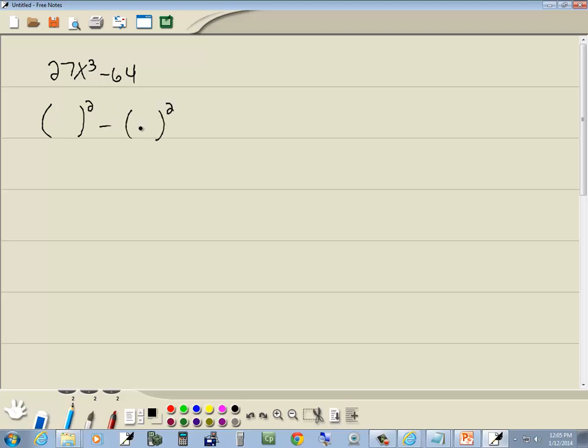Now the 64 is fine, 8 times 8 gives you that. But when you get to the 27, nothing times itself gives you 27. So that fails. So our difference of two squares fails.